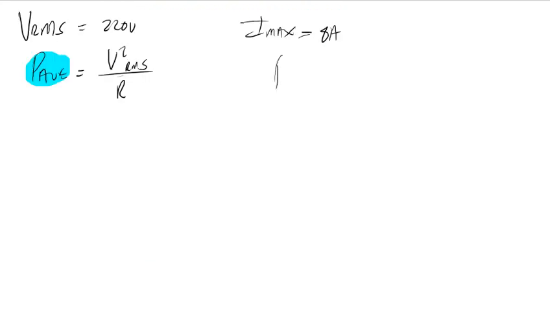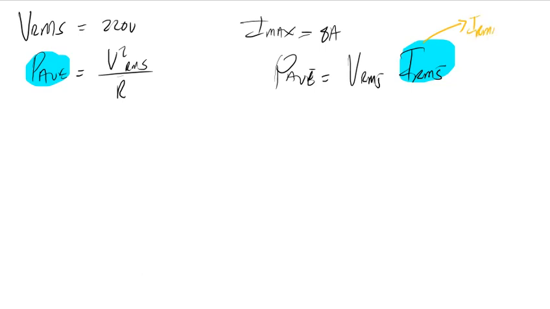Okay, so if we take PAV and say PAV equals VRMS times IRMS. You know why I'm taking this formula? The only formula that I can take is this one because I've got VRMS and also I can find IRMS. So if you go to the formula sheet, IRMS equals Imax over root 2. This is the formula. So PAV, I can find it, but first I need to find the IRMS, which is 8 over root 2.